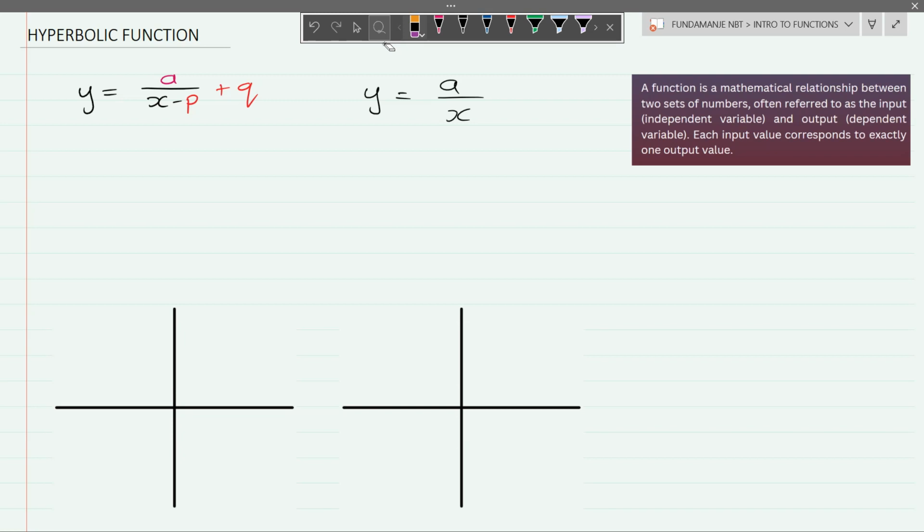So the p and q are generally just shifts. The p is normally used to denote horizontal shifts. Q is normally used to denote vertical shifts. Now the main question here is, what does the a represent?